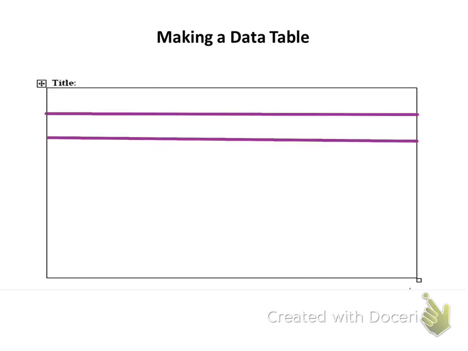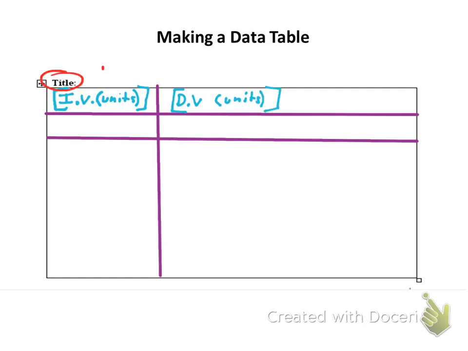First thing I tell students to do is draw 2 lines across the top, so it looks like that, and then draw a line about 1/3 of the way down that looks like this. Then you're going to always put your independent variable right there and your dependent variable over here.